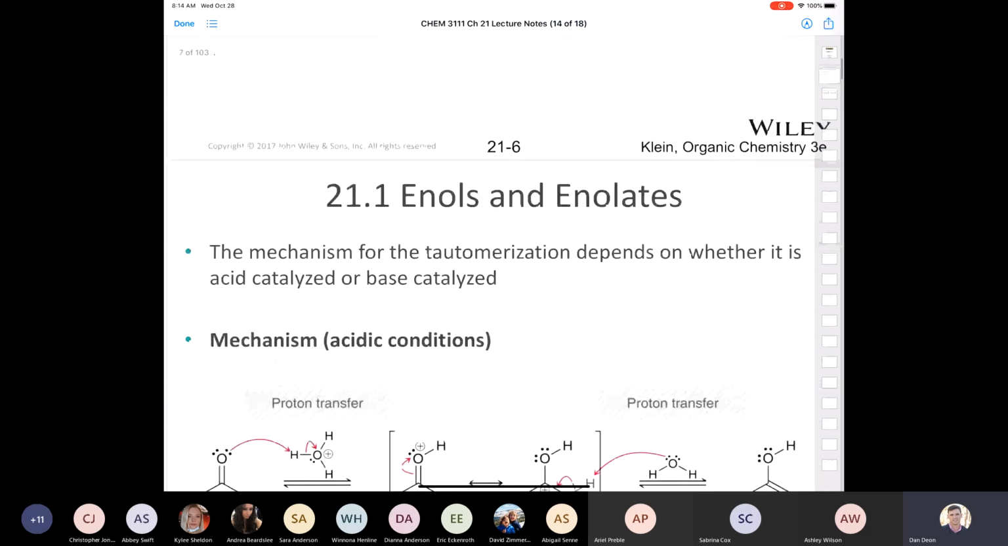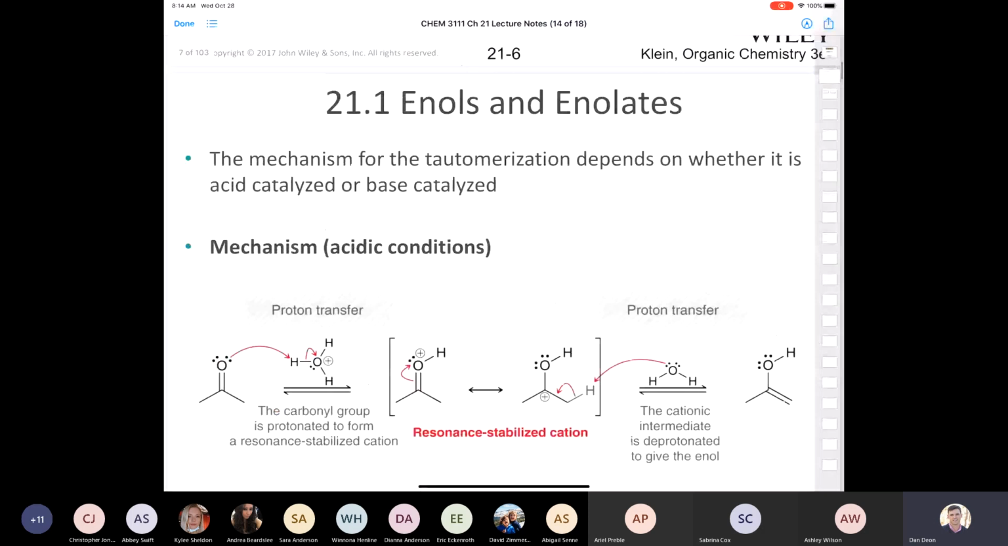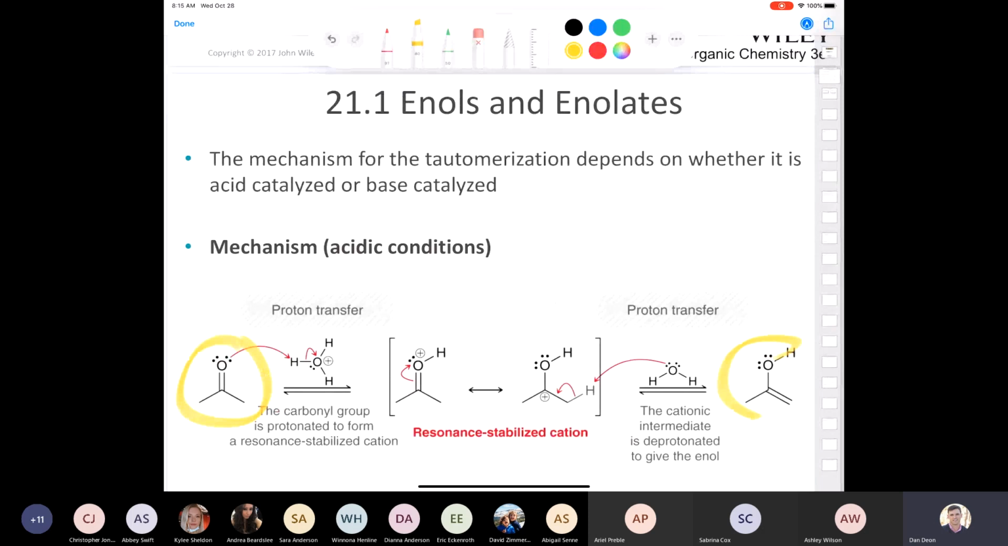Well, let's talk about some mechanisms here. The mechanism of tautomerization, which again is just an isomerization, right? If you look at the keto and the enol tautomers, they are nothing more than constitutional isomers. They have the same molecular formula.